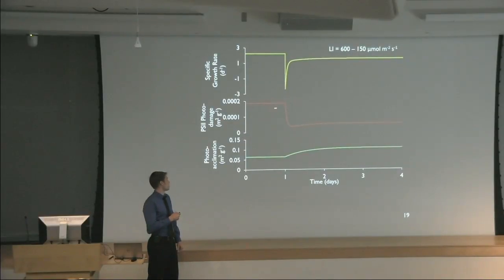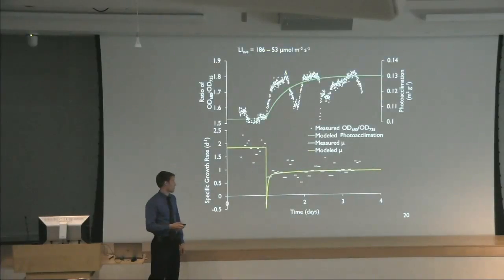Then here's the PS2 photodamage, where there's initially a higher level, and then after the change in light, it drops down and restabilizes. And then finally, specific growth rate, steady state. This drop is related to this initial high level of photosystem II photodamage. Then it restabilizes.